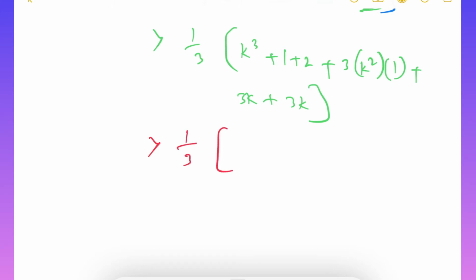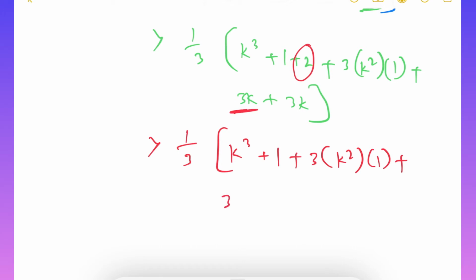1 by 3 times k cube as it is, plus 1 as it is, plus this 2 I will write last, 1 plus as it is 3 into k square into 1 as it is, plus here we have 3k, that 3k I will write as 3 into k into 1 square. Now here we are left with 2, that 2 I will write here, plus, and here we are left with 3k, that 3k also I am writing here.